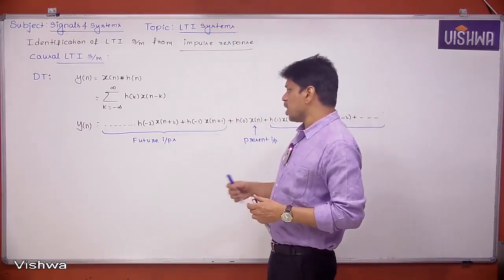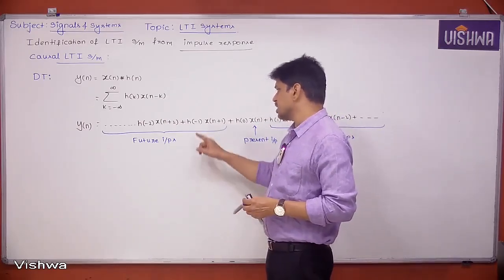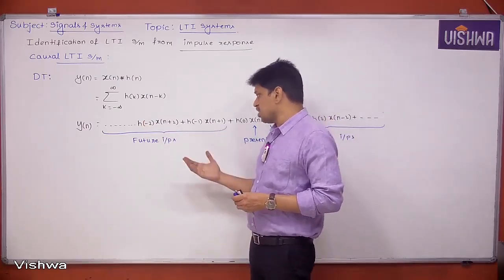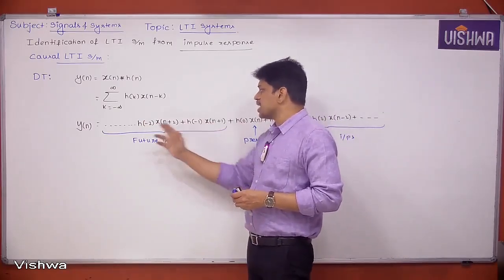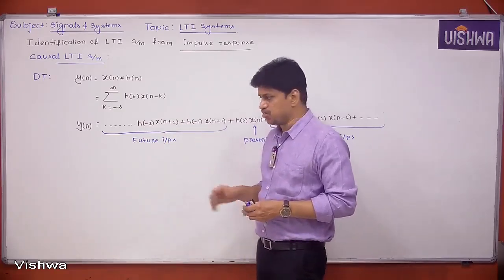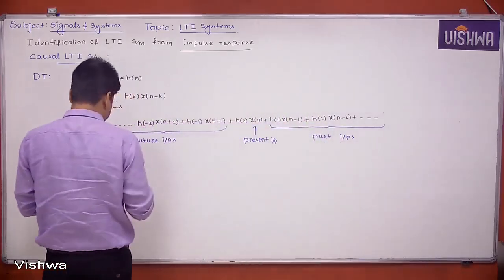So if it is not depending on the future inputs, definitely h of minus 1, h of minus 2 has to be 0. That means if I take h of n, for n less than 0, that means for negative values of n, that must be 0. That's the meaning of it. So I can write like this.